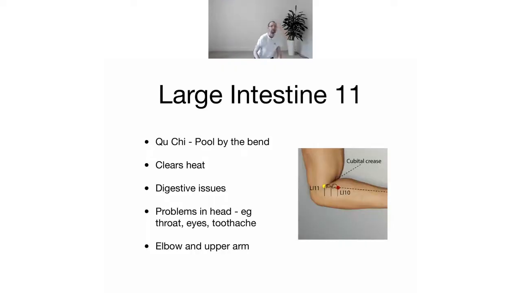So let me get the slides up. We're going to do a little bit of self-treatment. Here we go. It's large intestine 11 on the arm. Now, as you can see, if you bend your arm, there's an elbow crease here, and it's right at the end of the elbow crease. Very easy way to find it.